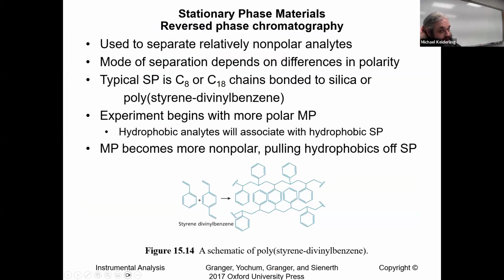Reverse phase chromatography is used to separate relatively nonpolar analytes. The mode of separation depends on differences in polarity. The typical stationary phase is C8 or C18 chains bonded to silica, or polystyrene diphenylbenzene. You start with a more polar mobile phase, and hydrophobic analytes will associate with the hydrophobic stationary phase, and the mobile phase becomes more nonpolar, pulling hydrophobics off of the stationary phase.